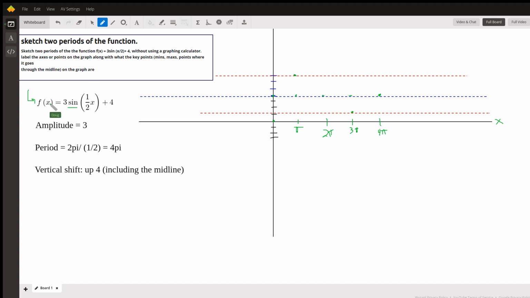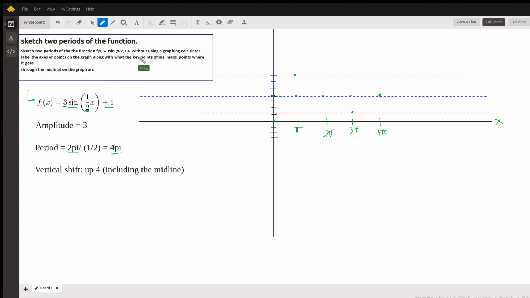So for the given function, the amplitude is 3. That's this number right here. If it was negative something, then the graph would be reflected through its midline. This 1/2 in front of the x changes the period of the parent function. It's 2 pi divided by this number that's in front of x. So 2 pi divided by 1/2 is 4 pi. And this 4 out to the right causes everything to shift up 4, including the midline.